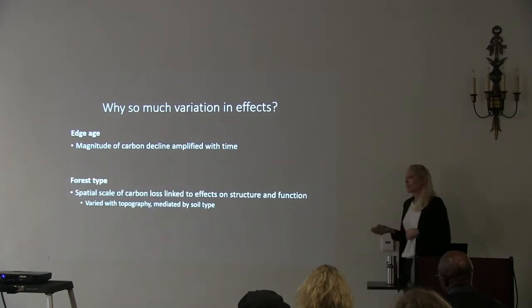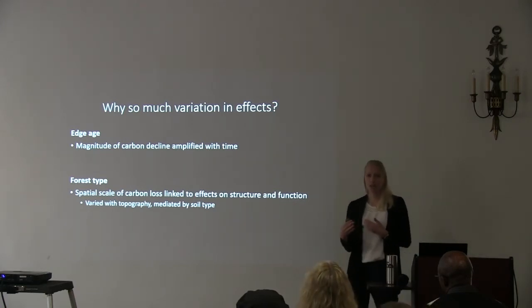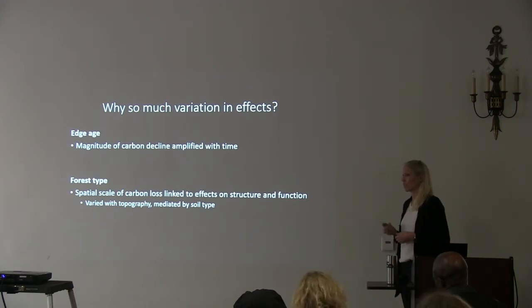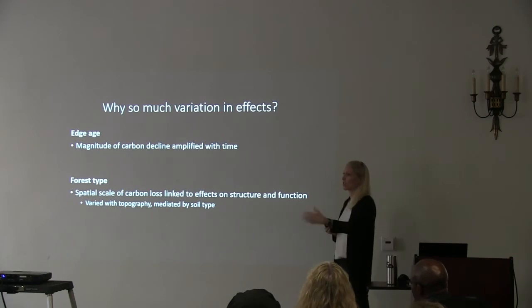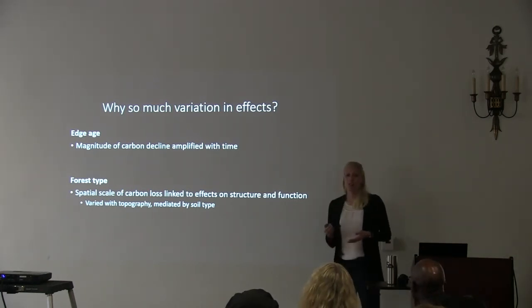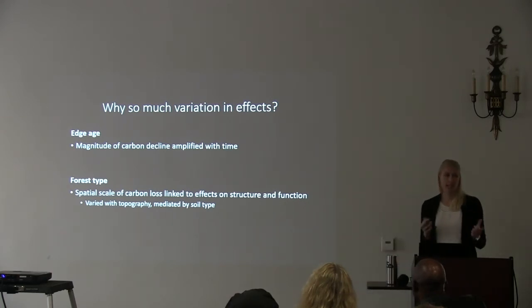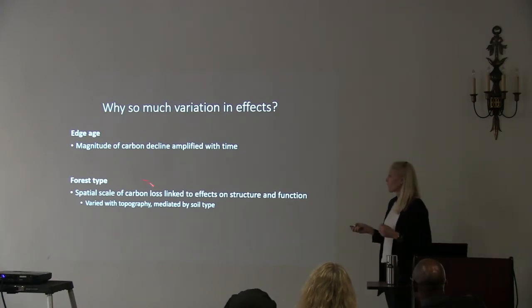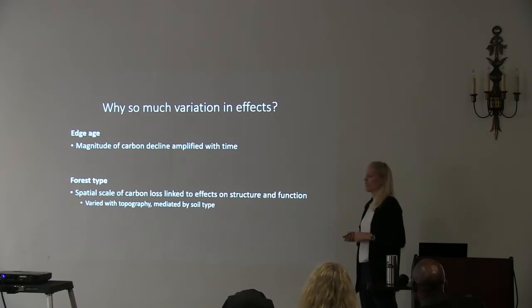In terms of the spatial scale of carbon loss, so the persistence over which that carbon decline occurred into the forest, that was more linked to these impacts on structure and function. So the scale of carbon decline was really correlated to the scale of impacts on leaf mass per area, leaf phosphorus concentrations, and canopy height. And that in turn varied with things like topography and soil type, to the point where we were able to identify a few well-studied forest communities that had pretty distinct edge effects.